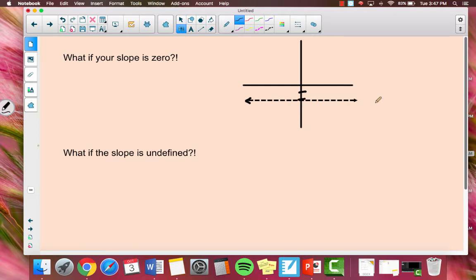So this is a 0 slope. Okay, I'm not going up or down. So in this case, I just have to write an equation of a horizontal line. Well, these are really easy. What's the only axis that a horizontal line hits?